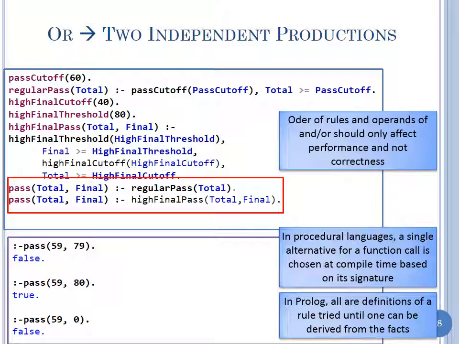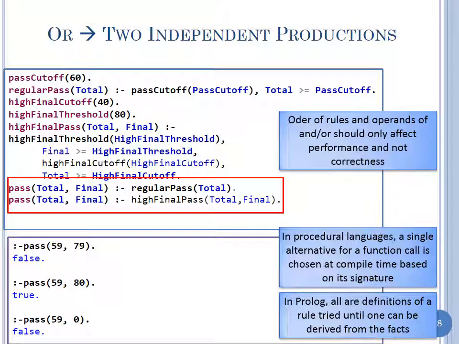But you see with pass, total, comma, final, there's more than one way to pass, right? So there's more than one rule for that, at least. And it'll try one or the other in some order, perhaps top to bottom, or maybe not. So there you see two different rules.